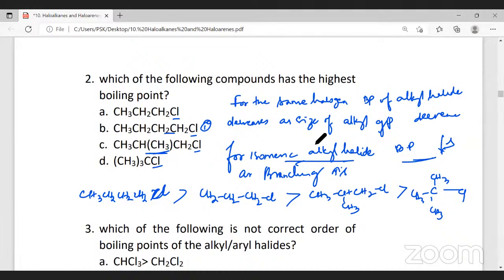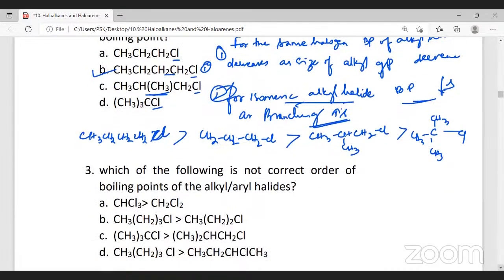Now, which of the following compounds has the highest boiling point here? It will be option B. Option B has the highest boiling point. Two points I told you. One is for the same halogen, the boiling point decreases with decrease in size of the alkyl group, or I can put it like this: as the size of the alkyl group increases, the boiling point increases. It's all the same. The second point is for isomeric alkyl halides, the boiling point will decrease as the branching increases, as side chains increase.